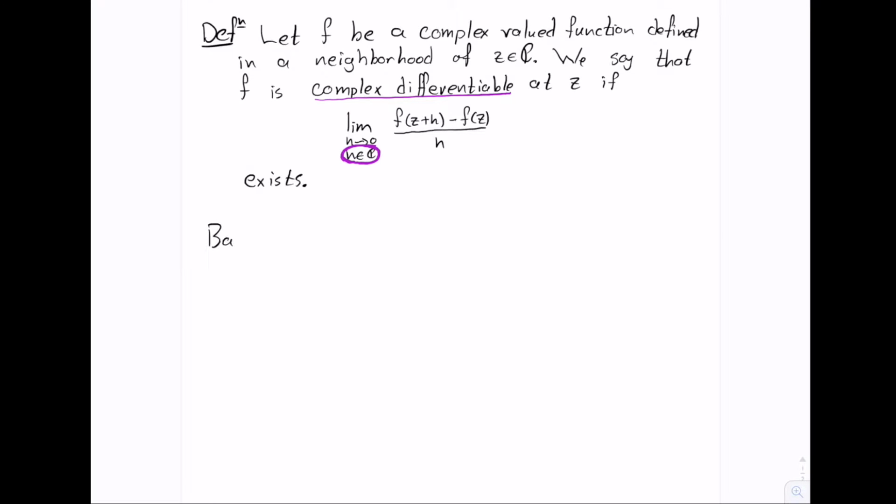So basic properties. And everything that I'm about to list here, these are things that you're accustomed to from the real world, and indeed, the proofs of these basic facts follow in almost exactly the same way as they would in the real case. So the first and foremost is that if f is complex differentiable at z, then f is actually continuous at z.